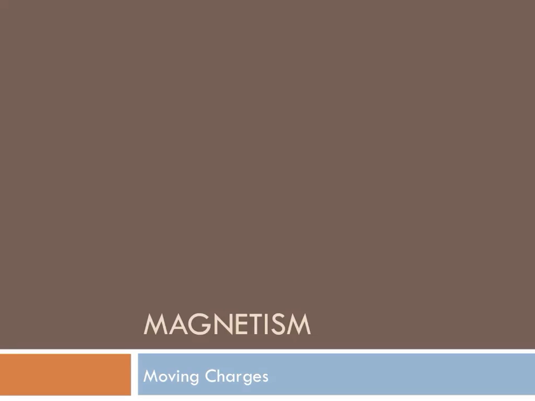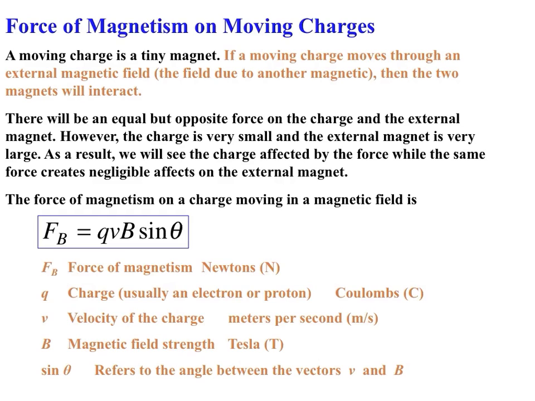This video covers moving charges. So we said in our last video that there's a force of magnetism on moving charges. So if a moving charge moves through an external magnetic field, meaning the field due to another magnet, then the two magnets will interact. Now there will be an equal but opposite force on the charge and the external magnet.